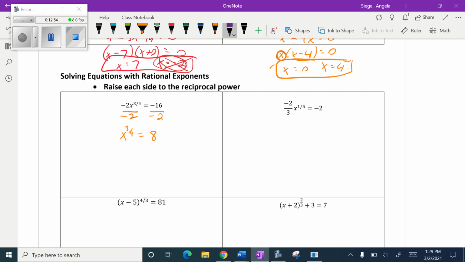It just looks different. So whatever this is, I'm going to take the reciprocal of it, because 3/4 times 4/3, I can cancel that, equals 1. So that neutralizes it if I take the reciprocal power. So whatever I do to one side, I'm going to do to the other side. And like I said, these cancel out, and I get x equals 8 to the 4/3 power. So see if you can figure out what that is. Okay, so the cubed root of 8 is 2. 2 to the 4th power is 16.